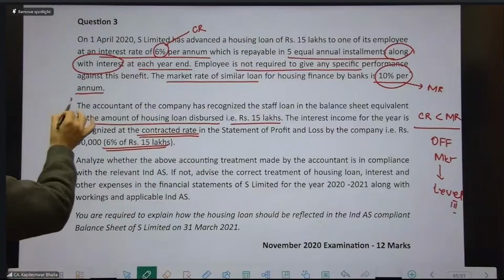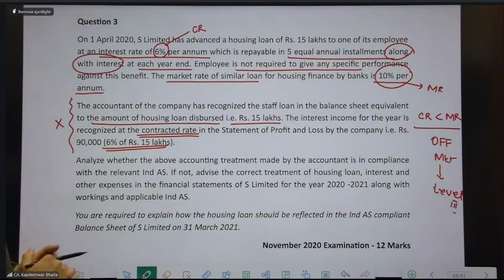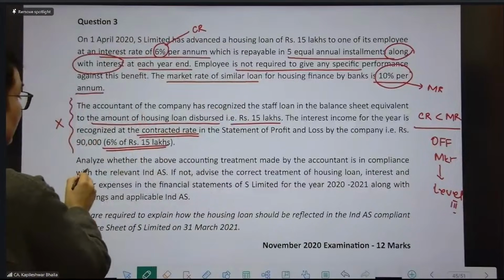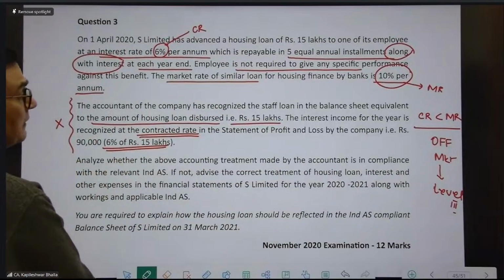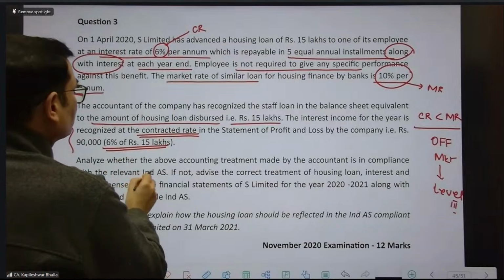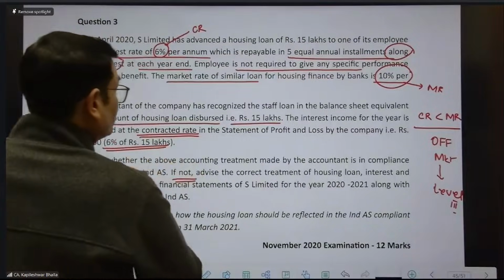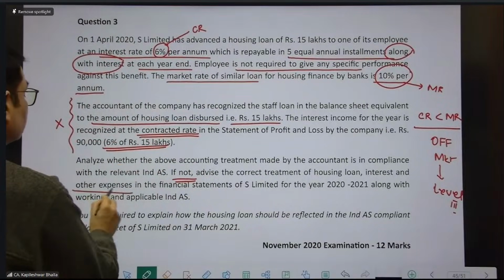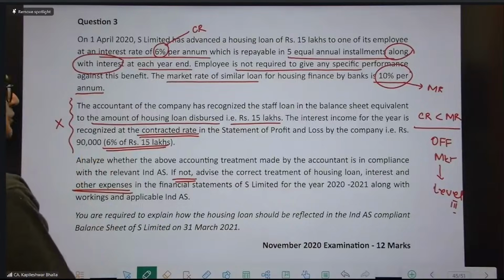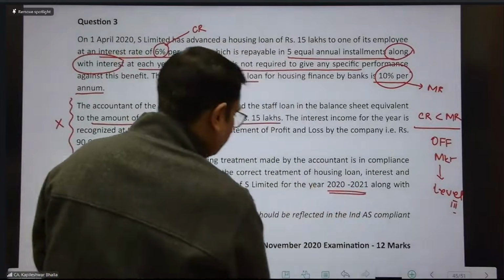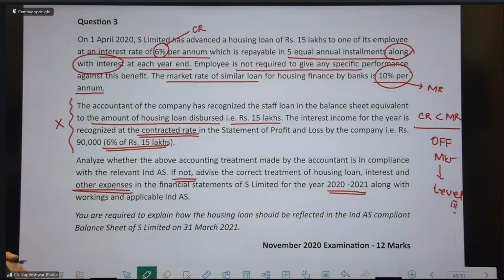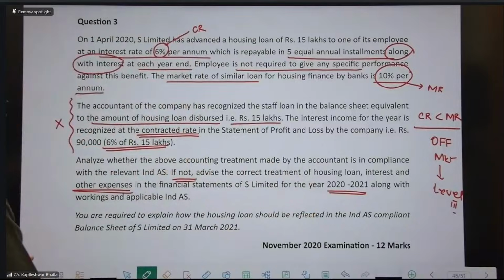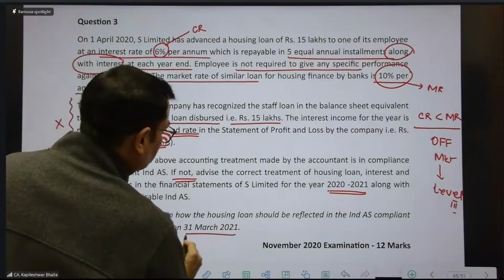So the entire accounting done by the accountant is incorrect. The initial recognition is wrong. The calculation of the interest income is also incorrect. Analyze whether the above accounting treatment made by the accountant is in compliance with the relevant Ind AS. If not, of course it is not, advise the correct treatment of the housing loans, interest and other expenses, that is the prepaid staff cost, in the financial statements for the year 2021, first year, along with the workings and applicable Ind AS. You're required to explain how the housing loan should be reflected in the Ind AS compliant balance sheet of S Limited on 31st March 21.